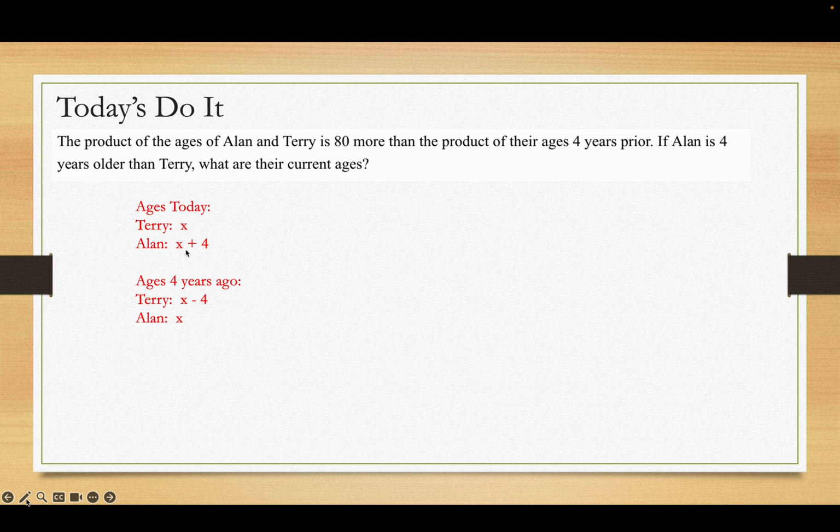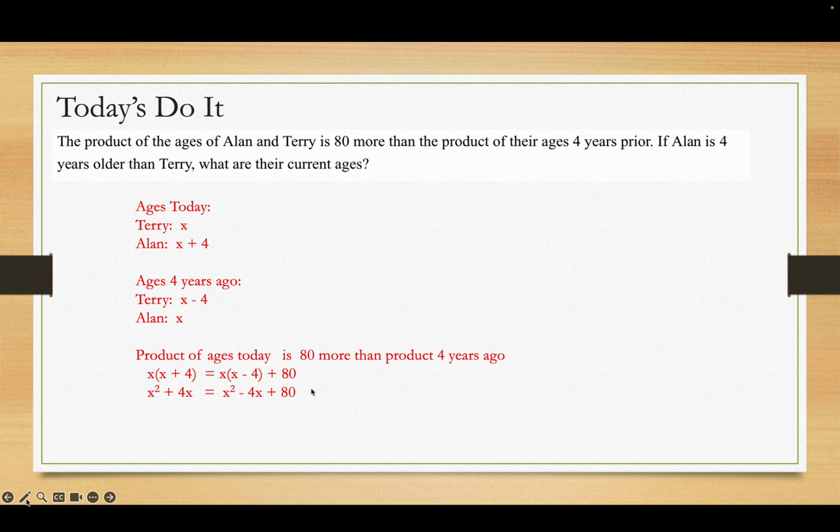X. Now, it says the product of the ages today is 80 more than the product of their ages 4 years prior. So if I do their ages today, which is X times X plus 4, I have to take the product of their ages prior, which is X times X minus 4 plus 80. Product of the ages today is 80 more than the product of 4 years ago. So X times X plus 4, that's today, is years ago, X times X minus 4 plus 80.